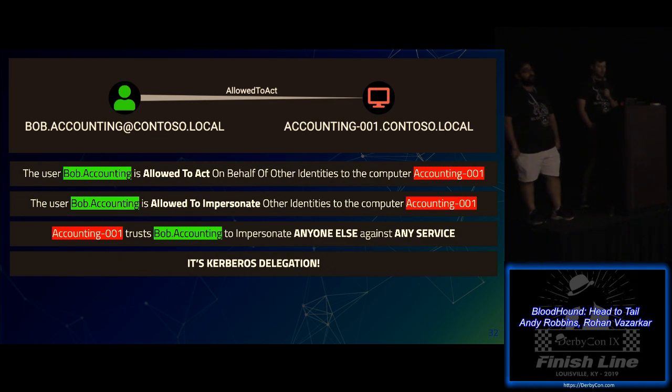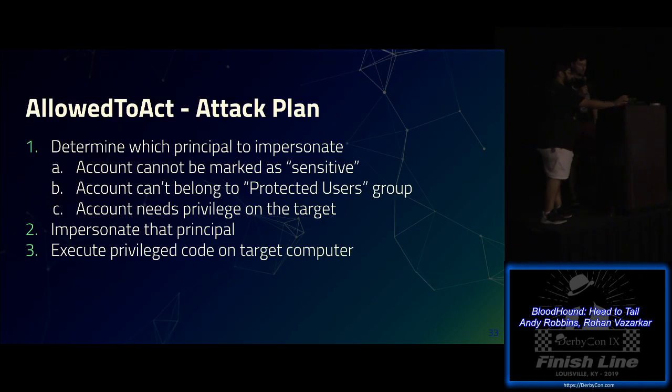So here's the piece of the attack path. Bob Accounting is allowed to act to accounting 001. What does that mean in English? So the user, Bob Accounting, is allowed to act on behalf of other identities to the computer accounting 001. In other words, the user, Bob Accounting, is allowed to impersonate other identities to the computer accounting 001, or put a third way, this computer trusts Bob to impersonate anybody else against any service that that system hosts, including, I don't know, SMB, RPC, etc. The bottom line is it's Kerberos delegation.